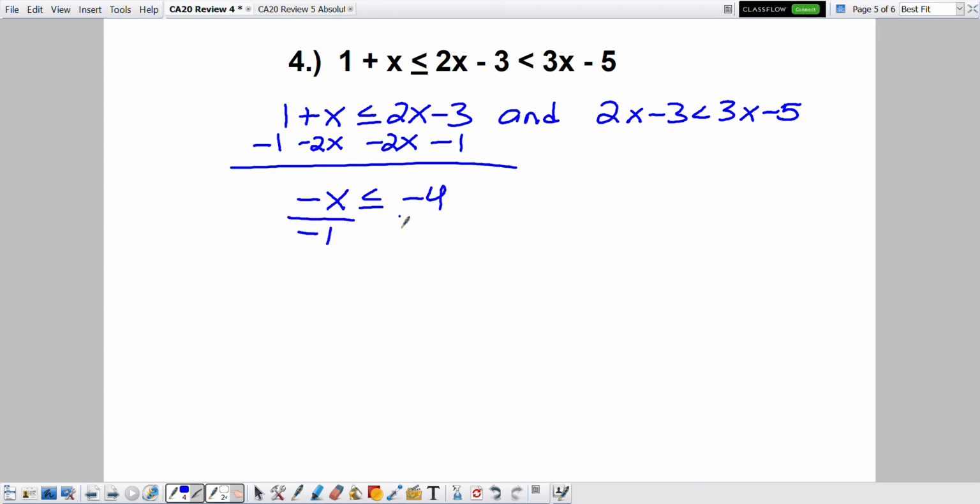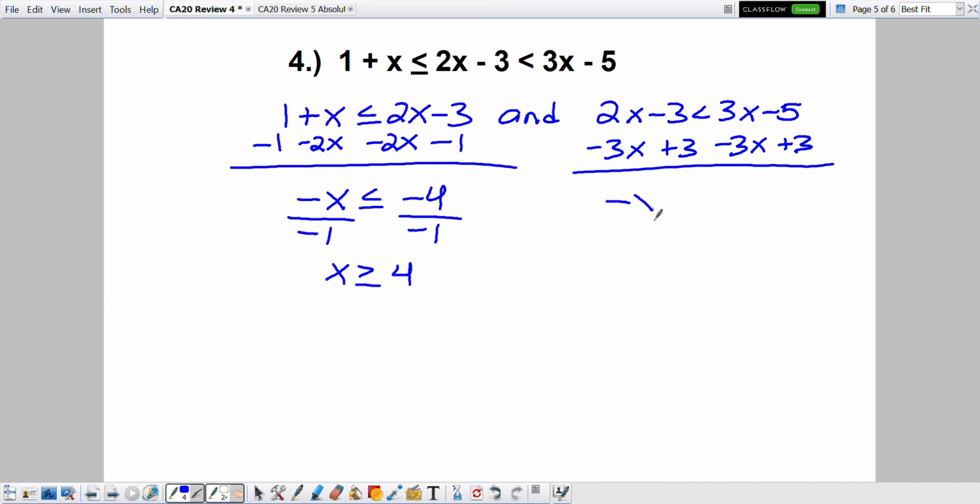I divide this by negative 1. Remember, I flip the inequality symbol if this happens. I get x is greater than or equal to 4. Over here, I subtract 3x, and I would add 3 to both sides. And so I get negative x is less than negative 2. Divide by negative 1, and I end up getting x is greater than positive 2.